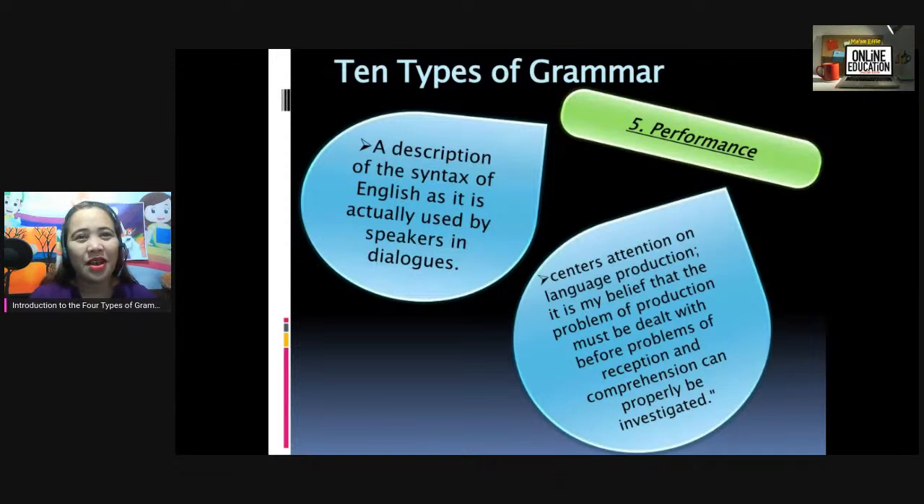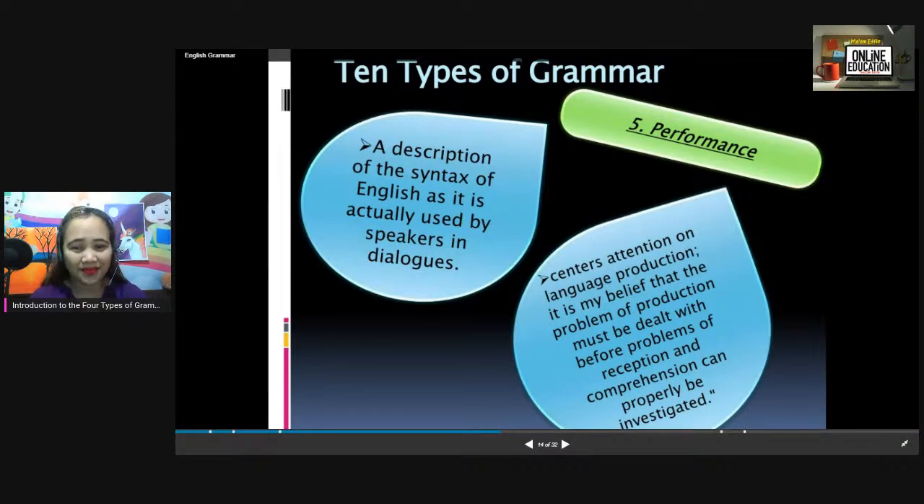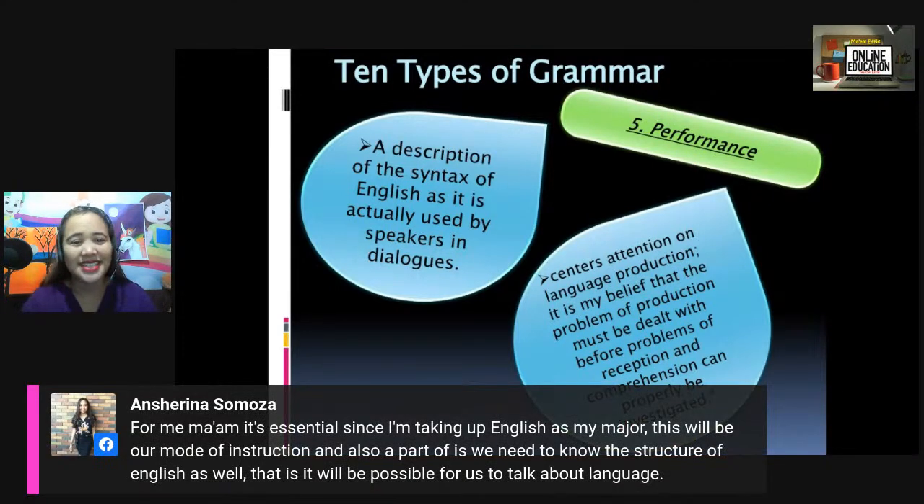Okay. And Sharina, for me, ma'am, why do you value grammar? For me, ma'am, it's essential since I'm taking up English as my major, and this will be our mode of instruction. And also, a part of this, we need to know the structure of English as well. Display ko yung answer mo. And Sharina's answer here. For me, ma'am, it's essential.